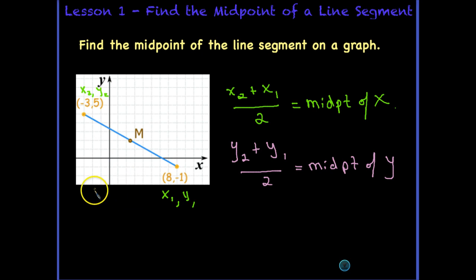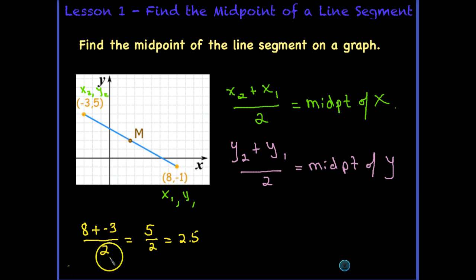So I'm going to add my x's together. I'm going to take 8 plus -3, be careful to keep the same signs, divided by 2. 8 plus -3 is 5, and 5 divided by 2 is 2.5. So you can see that this in fact is in between 2 points.